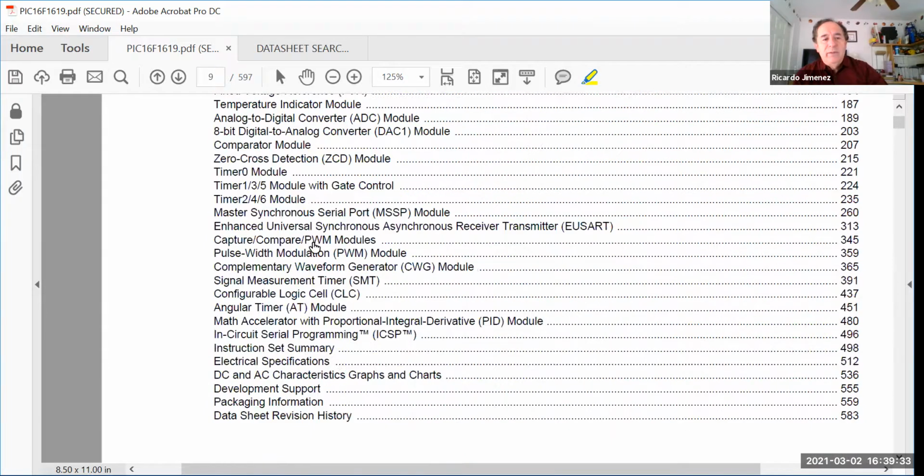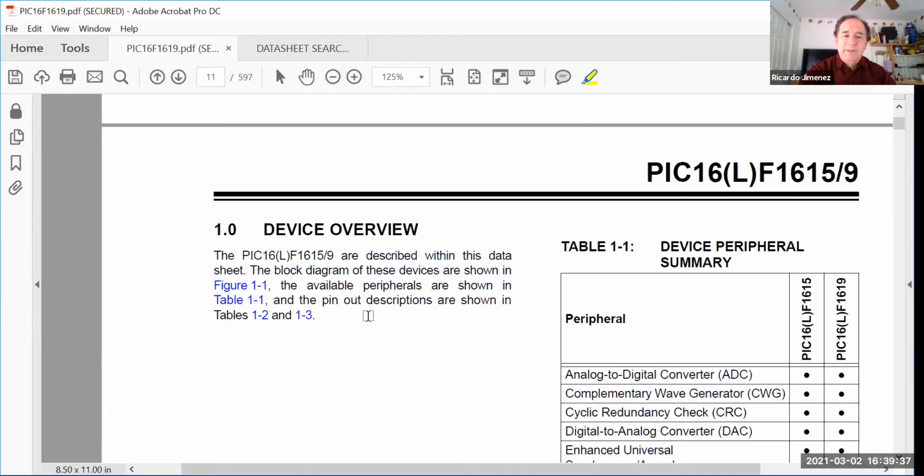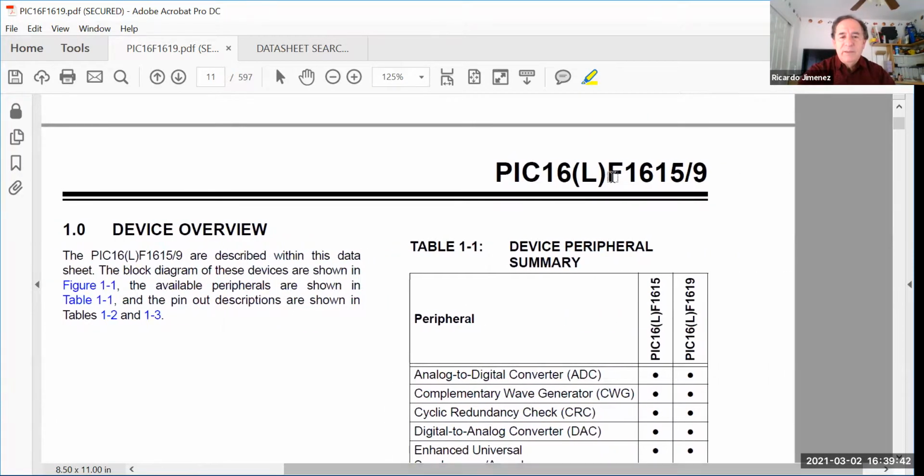So, right here you have the contents of this data sheet. I will give you the link for this data sheet, or you can find it. Just Google the word PIC 16F1615/9 data sheet, and you will find it. But download it from Microchip. Don't download it from other places, okay?